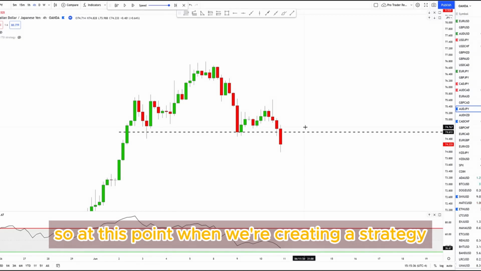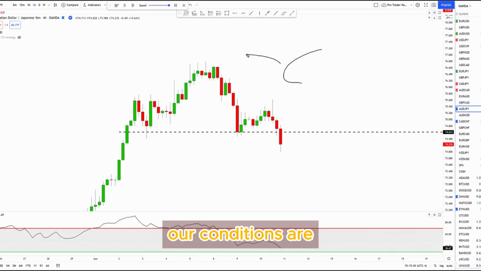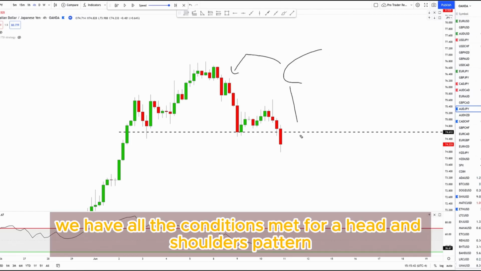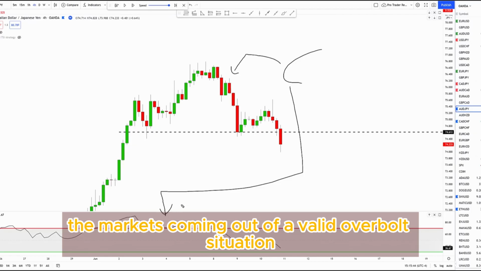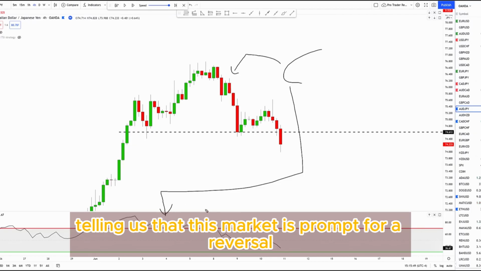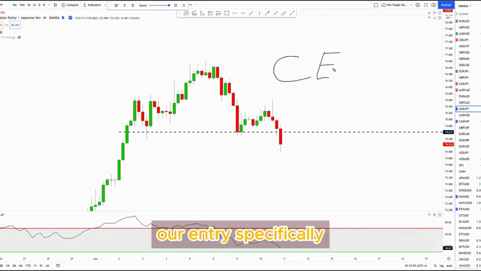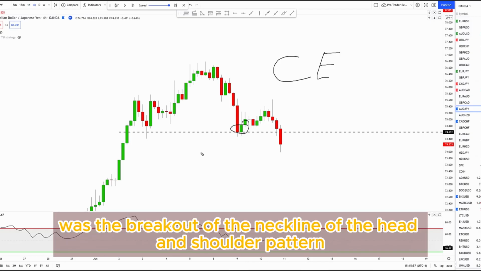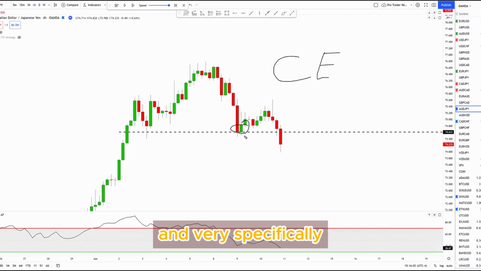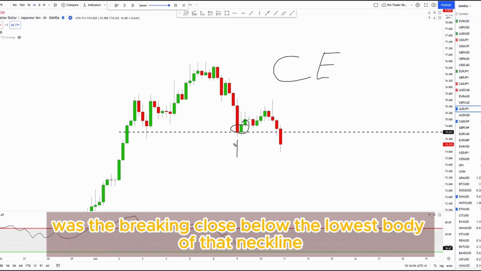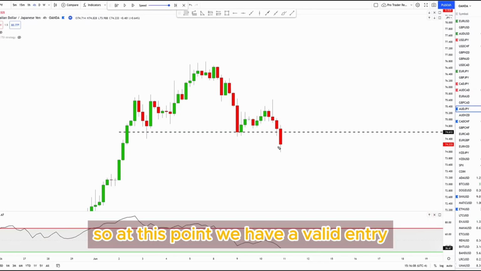So at this point, when we're creating a strategy, we have our conditions met. Our conditions are we have all the conditions met for a head and shoulders pattern. The market's coming out of a valid overbought situation, telling us that this market is primed for a reversal. After conditions, we then looked for entries. Our entry specifically was the breakout of the neckline of the head and shoulder pattern, and very specifically was the breaking close below the lowest body of that neckline. So at this point, we have a valid entry.